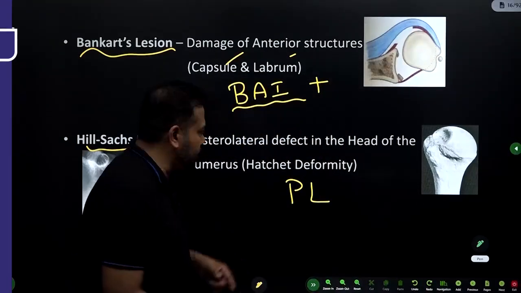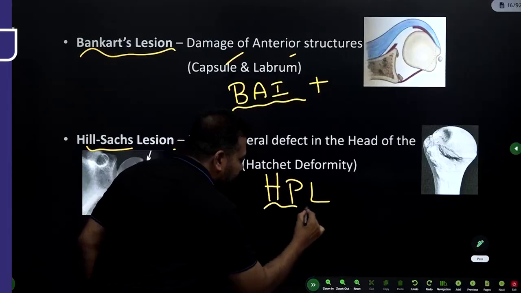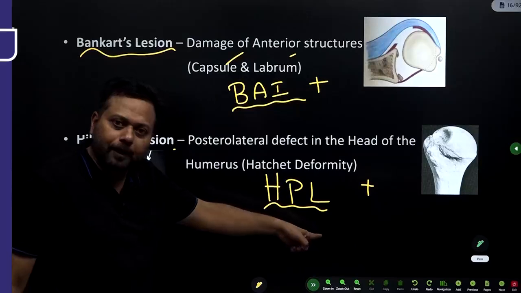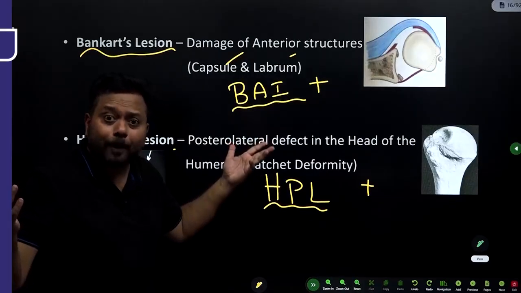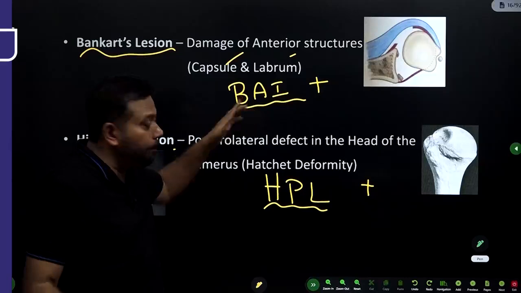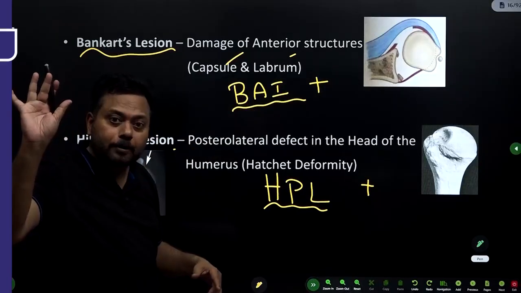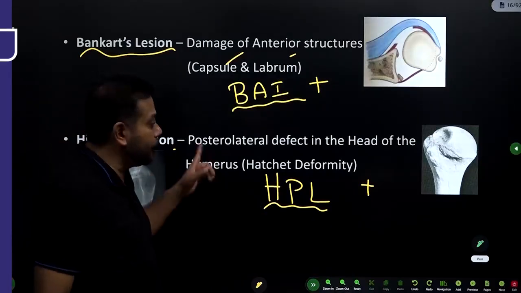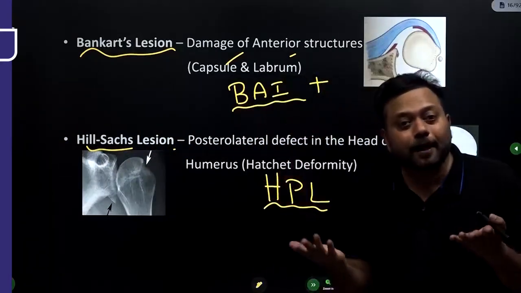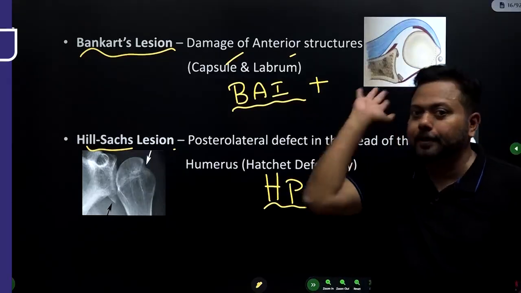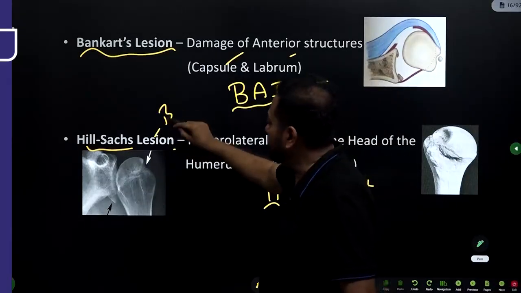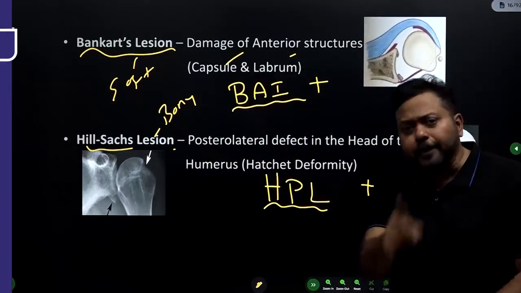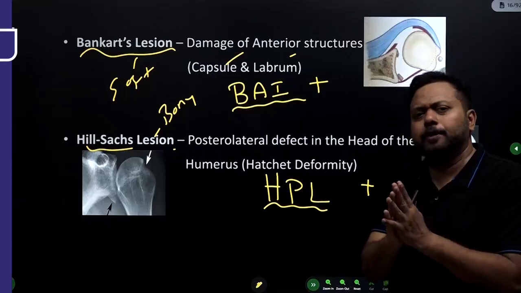So, Hill-Sachs posterolateral, HPL is my mnemonic. HPL, the famous computer company, Hewlett-Packard Limited. You won't forget HPL. So BY: Bankhart's antero-inferior. Hill-Sachs, HPL: posterolateral, head of the humerus. Since it's a bony lesion, you can sometimes see it in X-ray, but definitely in CT scan. This is a bony lesion. This is a soft tissue lesion. That's the difference. These two are very important, repeatedly asked MCQs, dear friends.